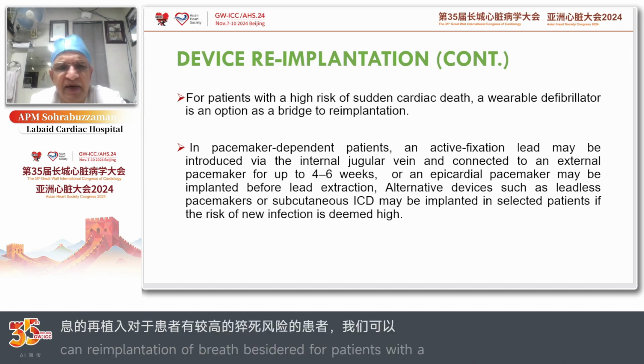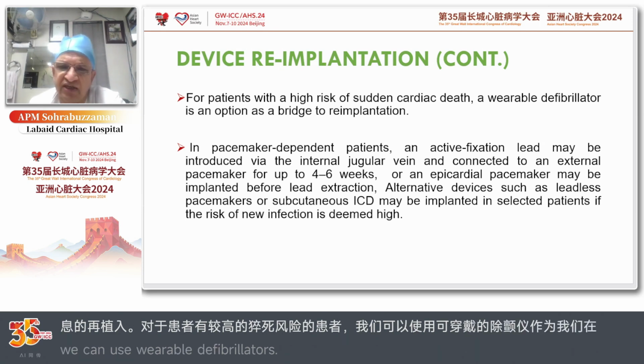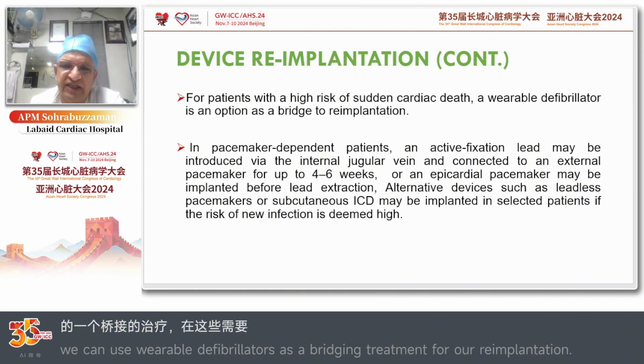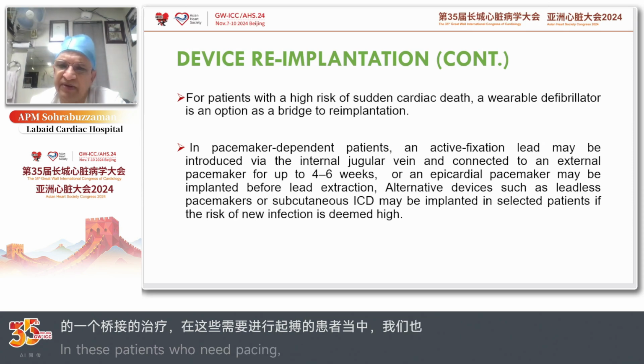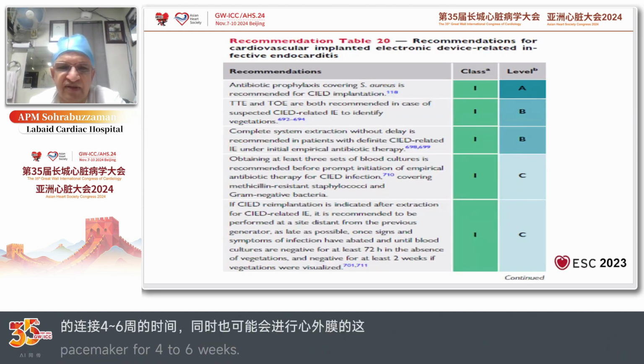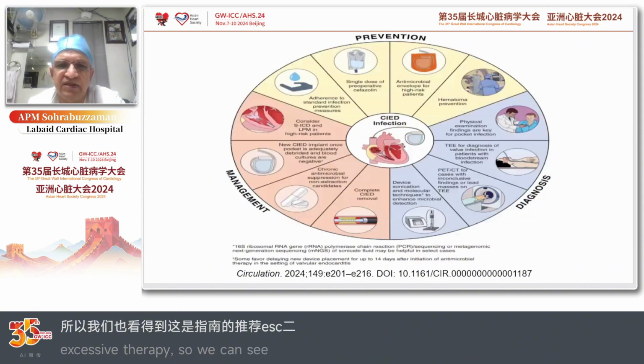For pacemaker-dependent patients, an active fixation lead may be introduced via the internal jugular vein and connected to an external pacemaker for up to 4 to 6 weeks. Alternative devices such as a leadless pacemaker or subcutaneous ICD may be implanted in selected patients if the risk of new infection is deemed high. The recommendation is the same as I told, by ESC 2023.